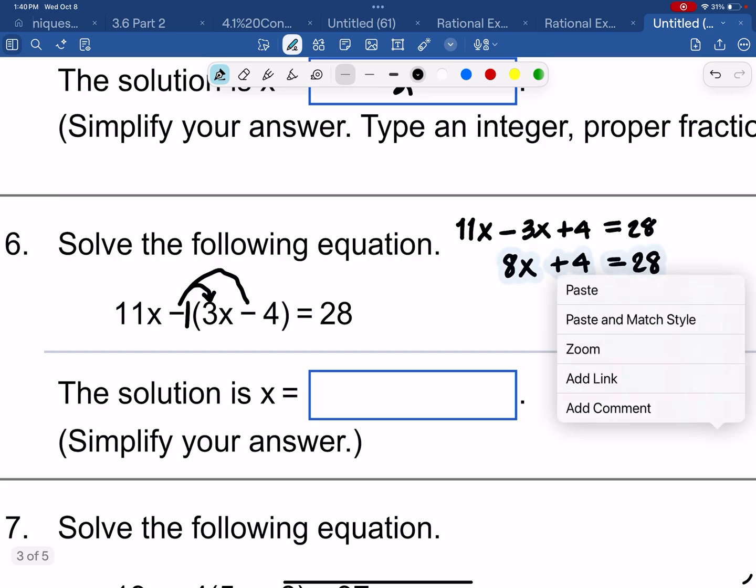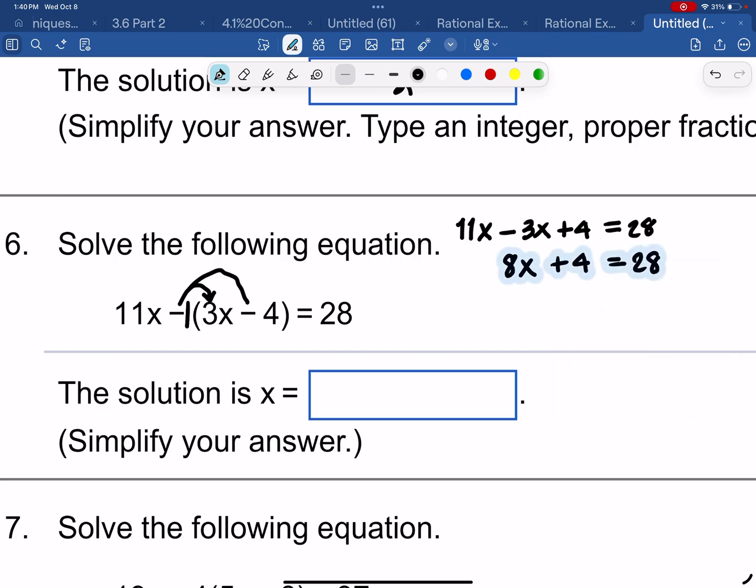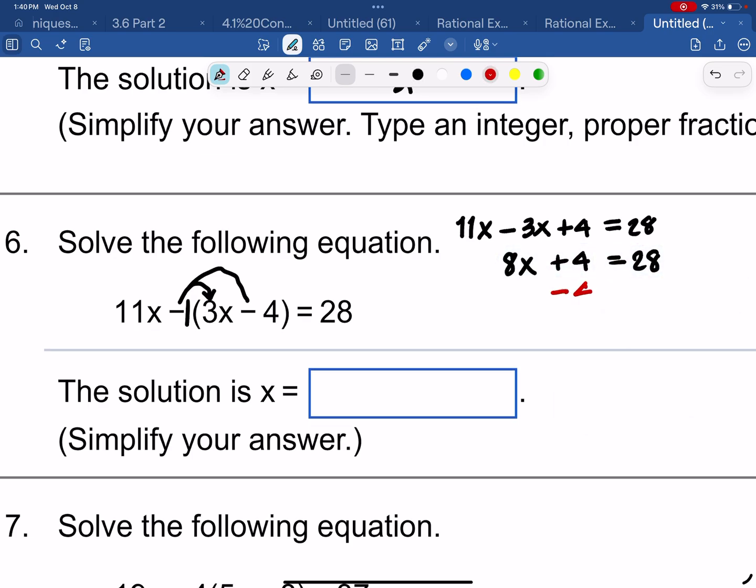I'm going to get that x by itself, but I'm going to start by moving that 4. So I'm going to subtract the 4 from both sides, and anything you do to one side, you have to do to the other side. And I end up with 8x is 24, divided by 8, x equals 3.